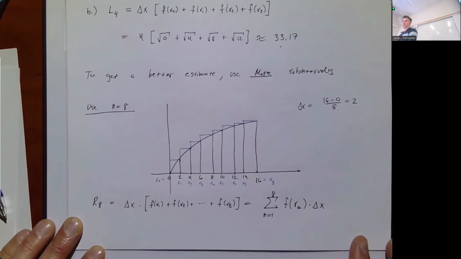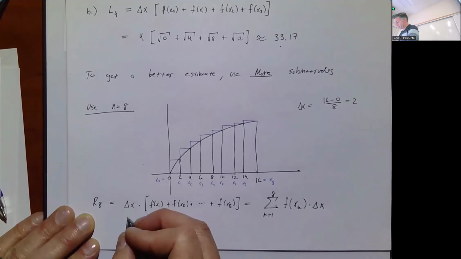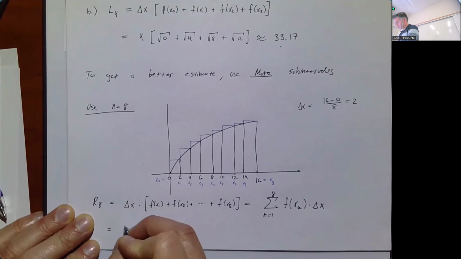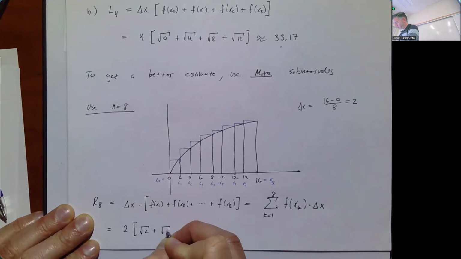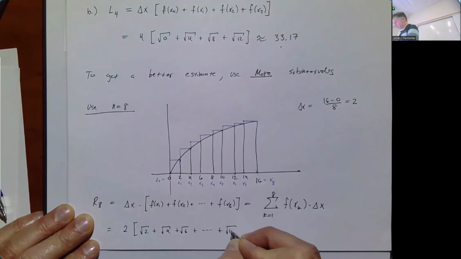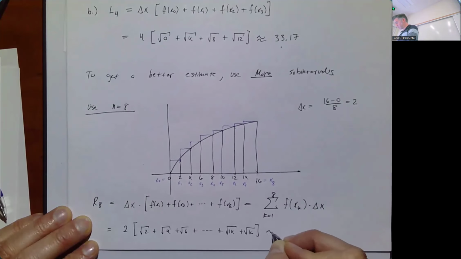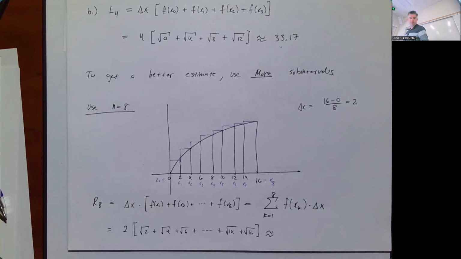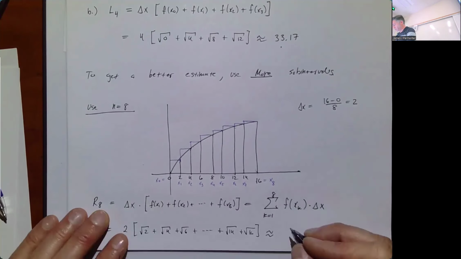I don't really need that here though, because I know what all these things are. This is going to be 2 times the square root of 2 plus the square root of 4 plus the square root of 6 plus all the way to the square root of 14 plus the square root of 16, which ends up being approximately, how much does it end up being? Approximately 46.12.